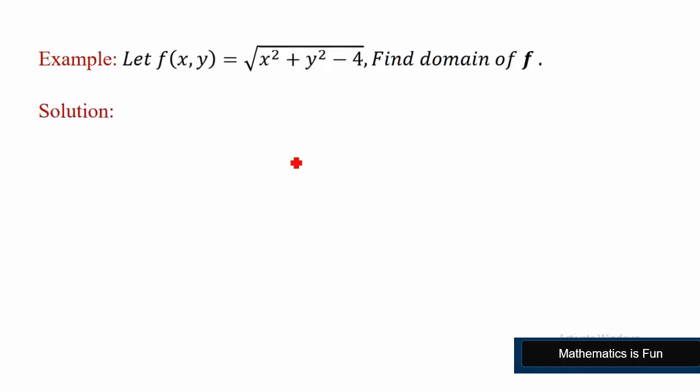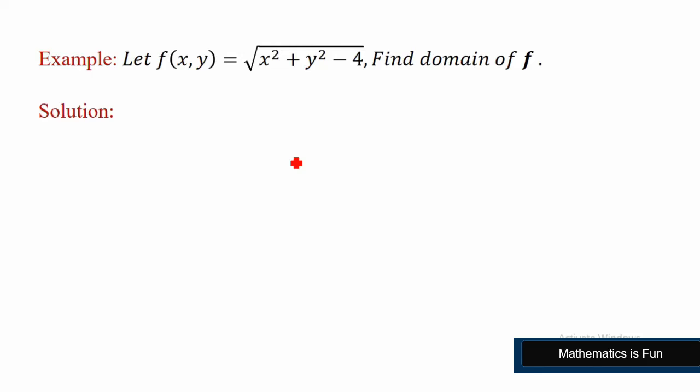Let's find the domain of the given function. This function contains a square root, and a function which contains a square root is always defined when the term inside the square root is equal to 0 or greater than 0. Whenever the term inside the square root is negative, it makes imaginary numbers, complex numbers, which are undefined here.